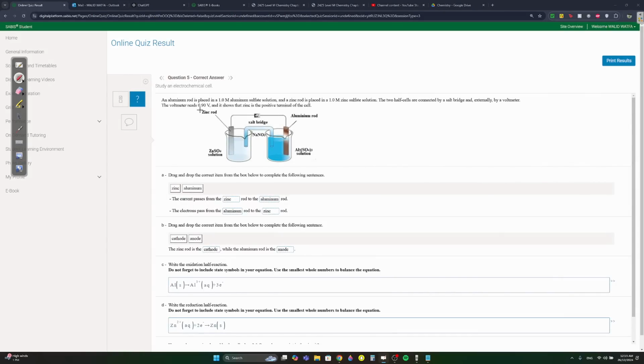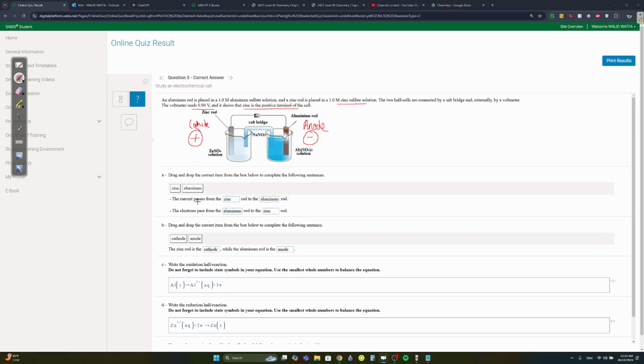An aluminum rod is placed in a 1 molar aluminum sulfate solution, and a zinc rod is placed in a 1 molar zinc sulfate solution. The two half cells are connected by a salt bridge and externally by a voltmeter. The voltmeter reads 0.9 volts, and it shows that zinc is the positive terminal of the cell. What does this mean if zinc is positive? That means zinc is the cathode, right? And if zinc is the cathode, that means aluminum is negative and it's the anode.